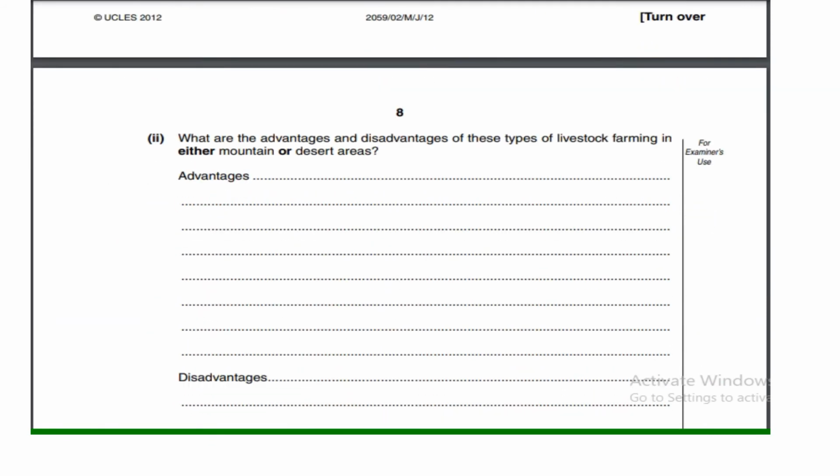Again, the next question is, what are the advantages and disadvantages of these types of livestock farming in either mountains or desert areas? Please be very careful while answering this. They are asking you to give advantages and disadvantages of both livestock farmings that they have asked you above, transhumance and nomadic herding, in the mountains or the desert area. So your answer must be talking about this.